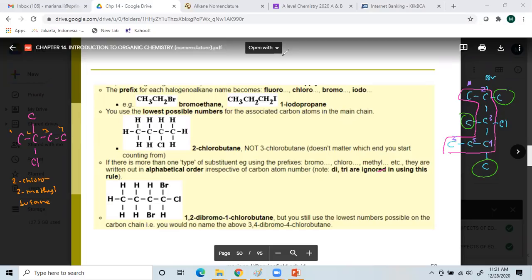1, 2, 3, 4, 5, 6. So what's the name for this carbon? At the 2nd carbon, I have bromo. Okay, here. Let's compile first. At the 3rd carbon, I have chloro. And at the 2nd, 3rd, and 4th, I have methyl, yeah? 2, 3, 4, trimethyl, hexane, yeah? So 2-bromo, 3-chloro, 2,3,4-trimethyl hexane. Yeah, why the order like this? Because B, C, and then M, yeah? Alphabetical order. Okay, understand?